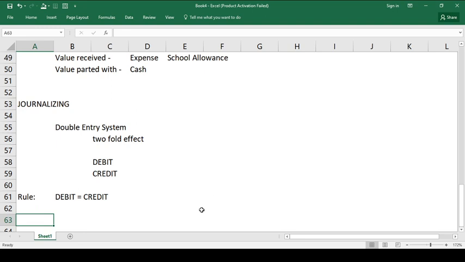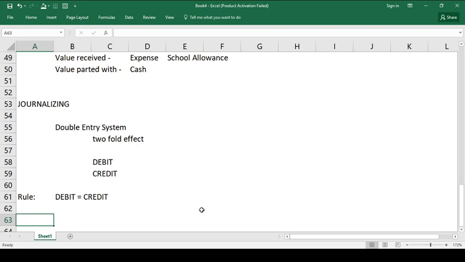Kasi minsan, students can easily analyze, but in the process of journalizing, nagkakamali na kasi they are not able to balance the debit from the credit. Take note, the debit shall always equal the value of the credits. That's the rule. Okay, that is a very important rule. Okay, again, a double entry system is a twofold effect kasi merong debit, merong credit, and not only that, we need to make sure that the debit is always equal to the credit. Sa journalizing pa lang, we need to make sure that the debit is always equal to the credit.